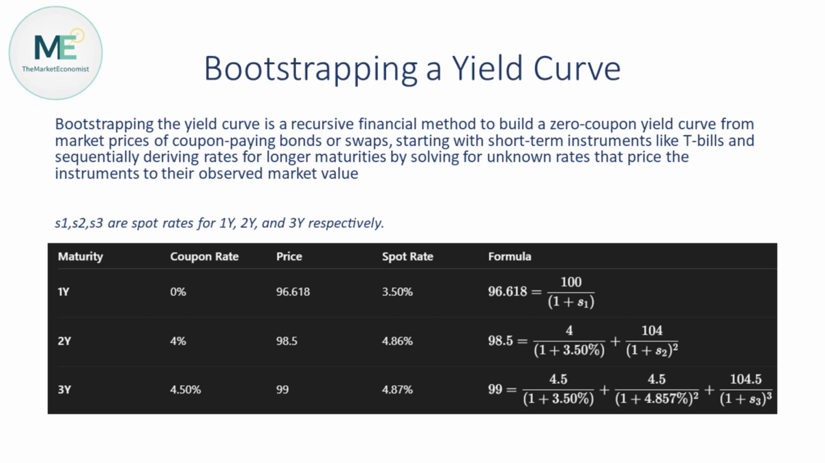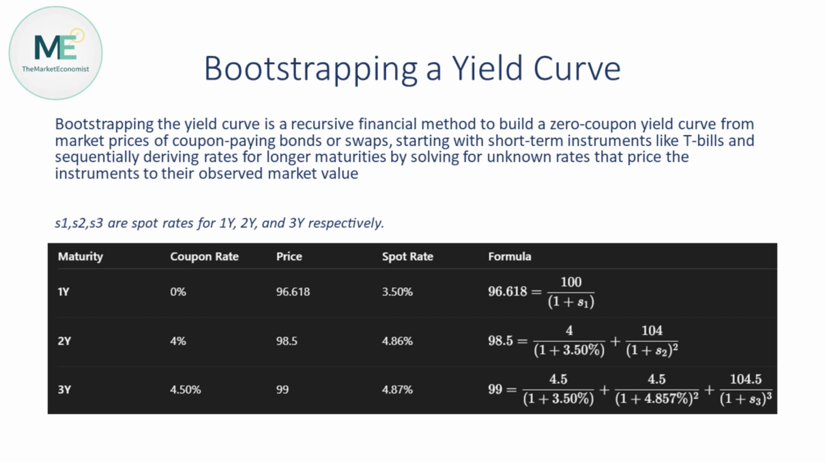Now for the 2 year maturity bond which offers a coupon of 4%, the price is 98.5. So how we arrive at the spot rate is 98.5 is equal to 4 upon 1 plus 3.5% plus 104, which is 4 as a coupon plus 100 the par that you're going to get back, 104 upon 1 plus S2 whole square. That way you arrive at S2, which is 4.86%.